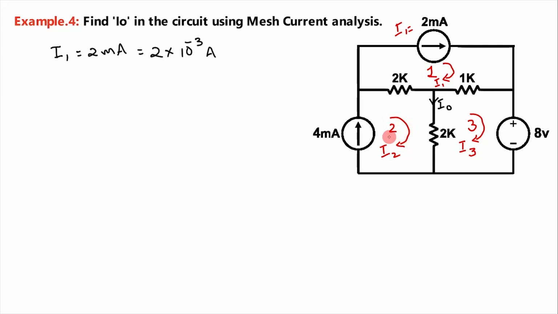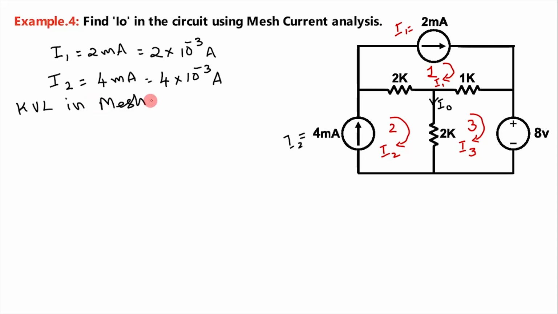Similarly, in mesh 2, I2 is the current flowing through this branch, which is 4 milliampere. So I2 is equal to 4 milliampere, which is the current flowing through this branch. That is equal to 4 into 10 raised to minus 3 ampere.